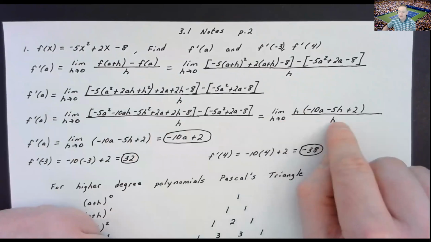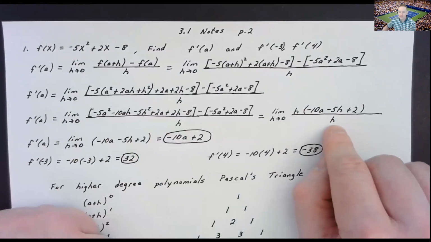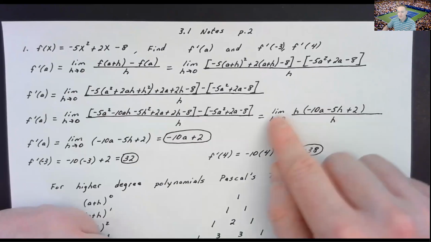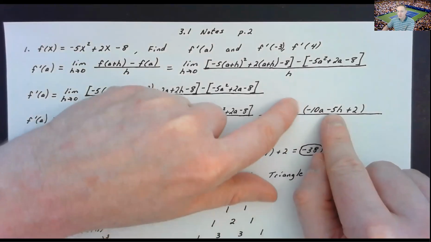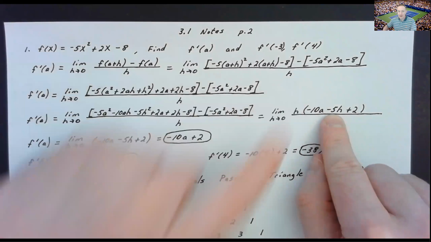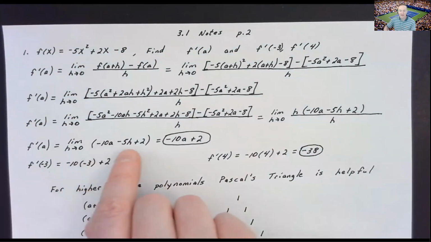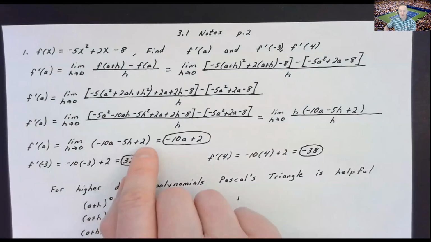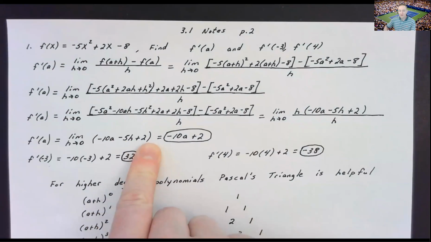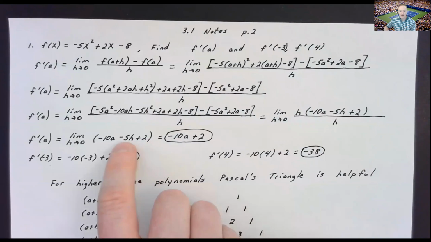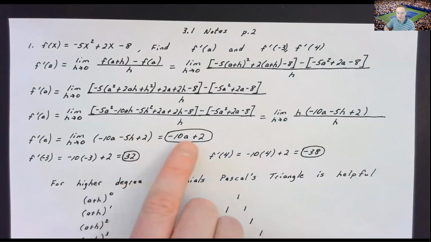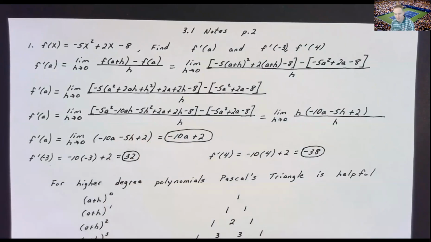You couldn't do that as long as there was a factor of h in the denominator, but in this step, you can see that we can eliminate h because both of those will just cancel out, and we'll be left with the limit as h approaches 0 of -10a minus 5h plus 2. And then you say, well, what's my derivative with respect to a? Allow h to go to 0. It's going to drop out that second term, and you have negative 10a plus 2 for your final derivative answer algebraically with respect to a.